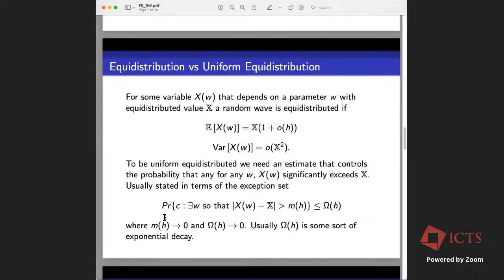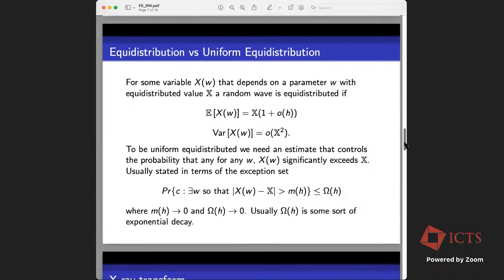And for uniform equidistribution, you want to show that the probability of this set goes to 0. And ideally, it should be going to zero exponentially. And so that's a stronger form of equidistribution.